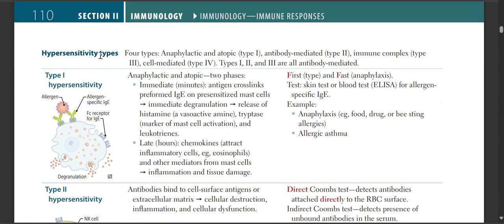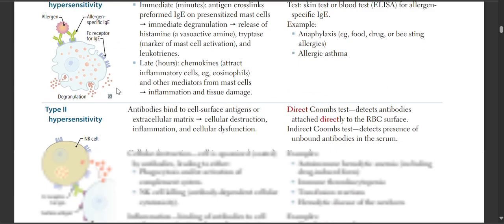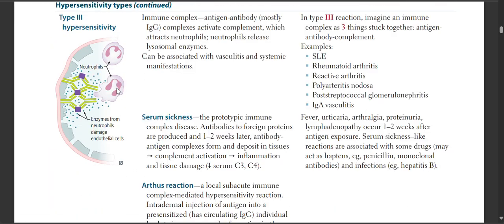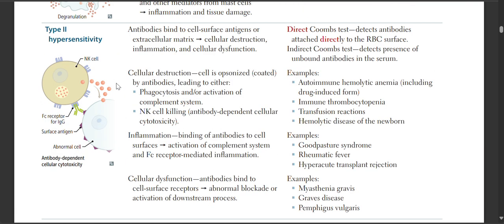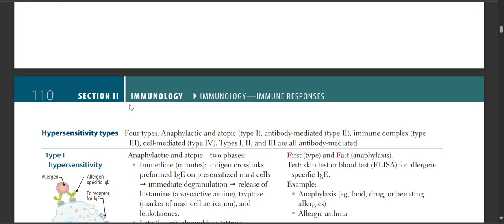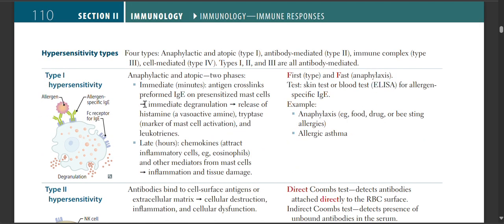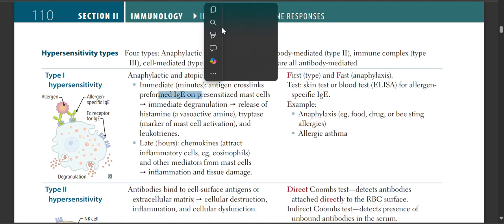So next we have the hypersensitivity reactions. Now there are four hypersensitivity reactions, and it's pretty easy to understand them. You don't need to remember all of these, but I'll try to simplify them for you. For type 1 hypersensitivity, if you forget everything else, just remember this one thing: it is IgE mediated.